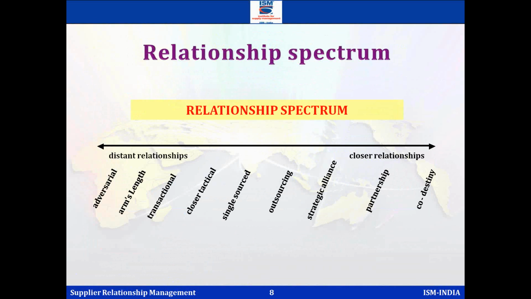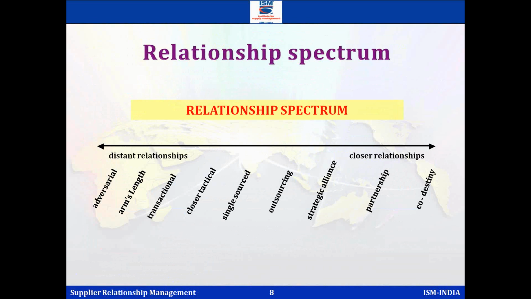This shows you the spectrum of relationship. The relationship on the left side you see is adversarial. Your only interest is to give an order, that's all. Guys, I want these goods by 20th of May. If you don't give them, I'm going to terminate the contract. Very adversarial. Arm's length. You select somebody, you give a contract, then it becomes transactional. You place an order, you follow up with them. A little more close, tactical, then single source.